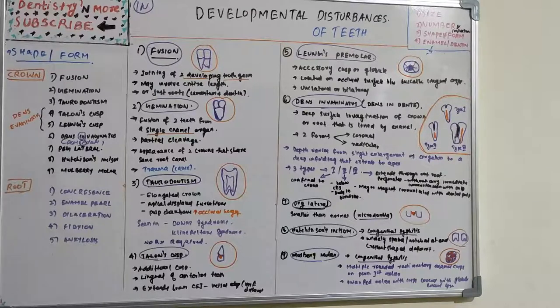Next we have the developmental disturbances with respect to the shape or form seen in root. So I'll come up with that topic in my next video. Thank you.